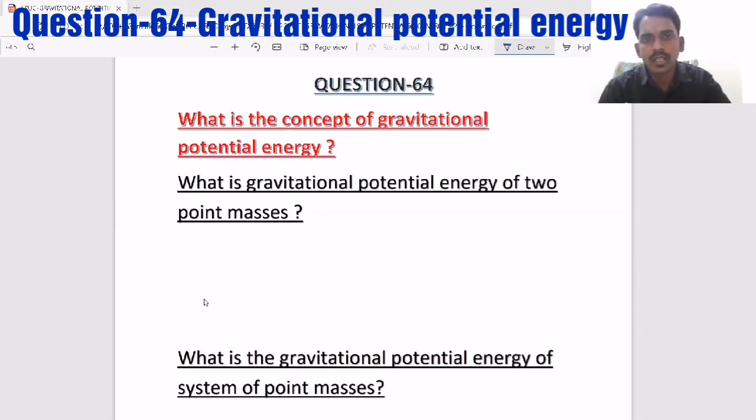Now we are going to study question number 64, that is gravitational potential energy. So it's all about gravitational potential energy. To understand that, the very first thing we need to understand is what is the gravitational potential energy of two point masses.